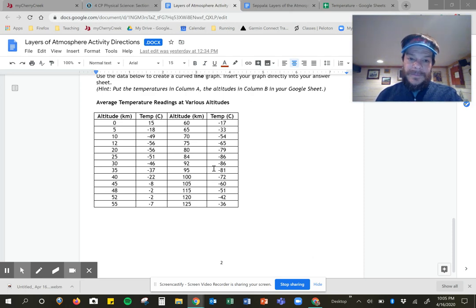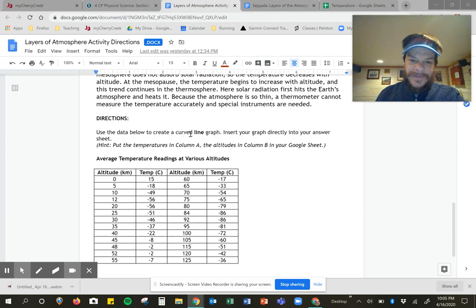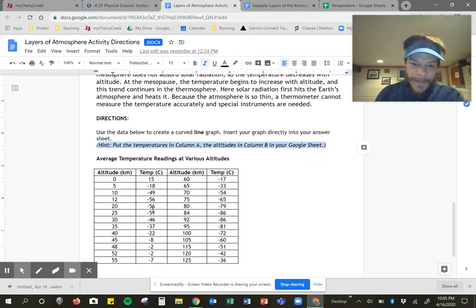in Google Sheets. One thing that I have discovered is you're going to make a line graph, but you want to do this. Put the temperatures in column A, put the altitudes in column B. Just trust me on this one. It's going to make your graph a lot easier for you to analyze and understand when you have to answer those questions. So don't forget temperatures in column A, altitudes in column B.